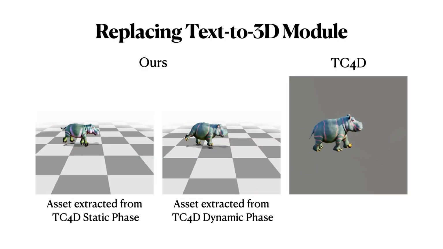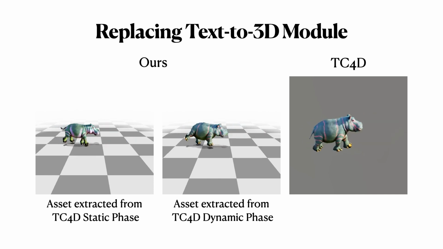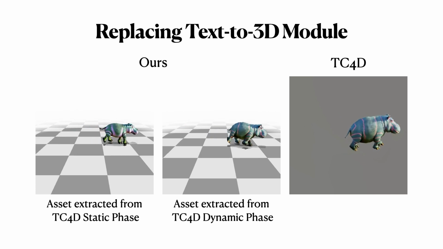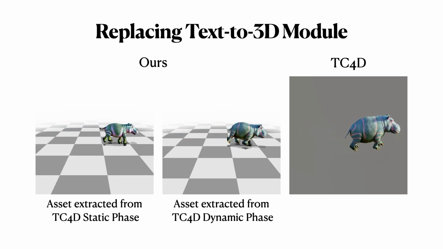Our text-to-3D module is interchangeable with other alternatives. Here, we extract assets from the static and dynamic phases of TC4D. Our method achieves comparable visual quality while showing a greater magnitude of motion.